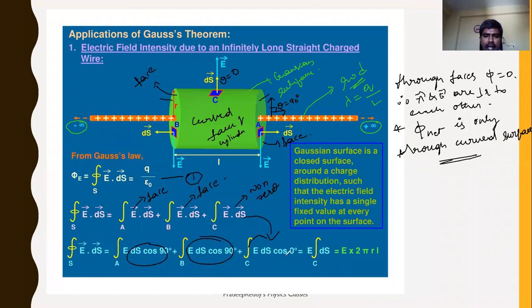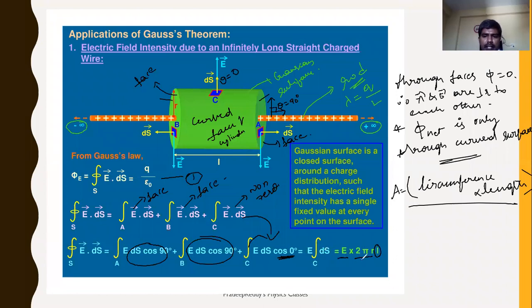And that is here. So in E dot ds, the angle between them is 0, so cos 0 is equal to 1. E you can bring out, so E into the integral of ds, where ds gives the curved surface area, right? How do you calculate the curved surface area? You can calculate it as circumference into length. This is the total area of the Gaussian curved surface. So 2 pi r is the circumference, and length is the total length of that curved surface. Combining those two, you get E into 2 pi r L.